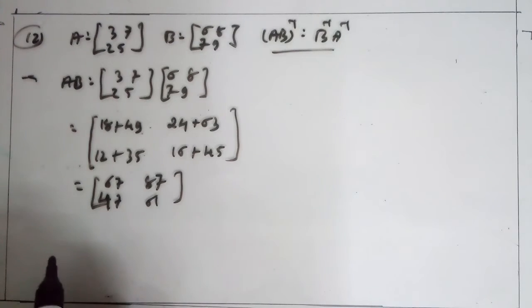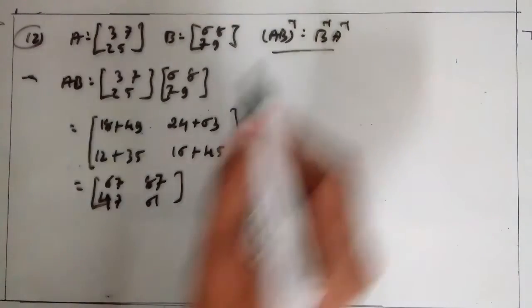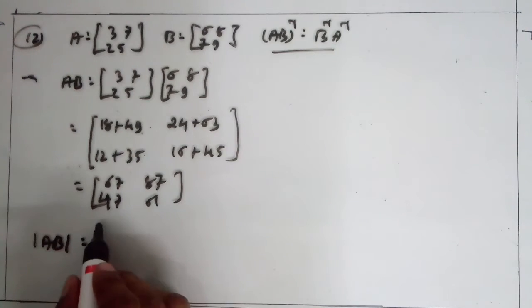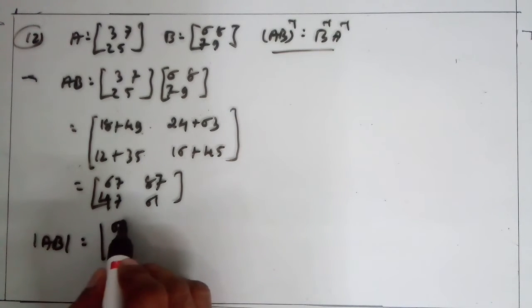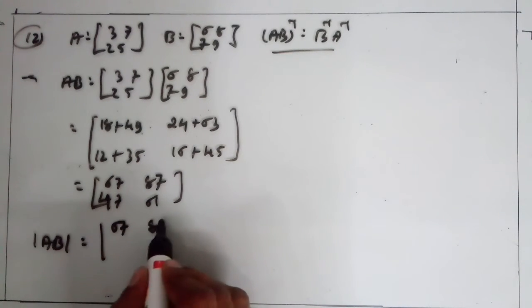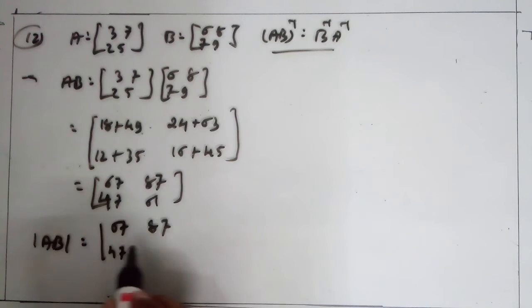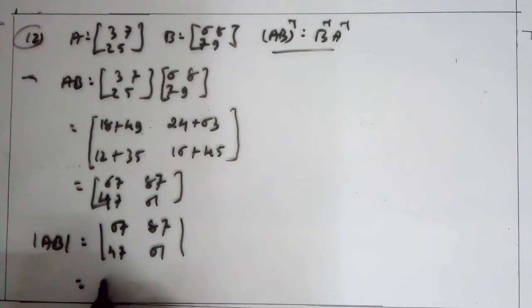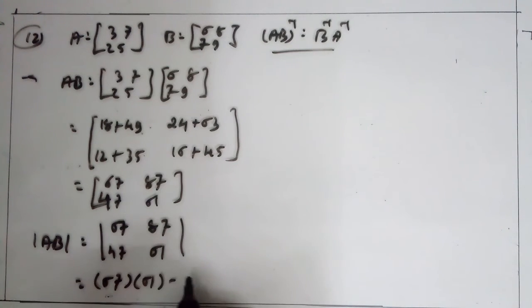So AB. Now think how to get (AB) inverse. For this, first we get the determinant of A into B. So 67, 87, 47, 61. So it is equal to the product of these two, 67 into 61 minus 47 into 87. Clear?